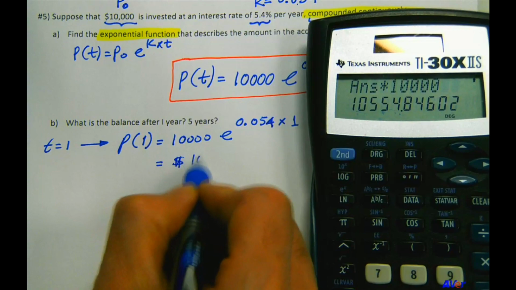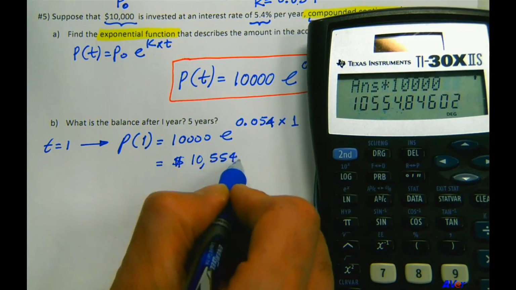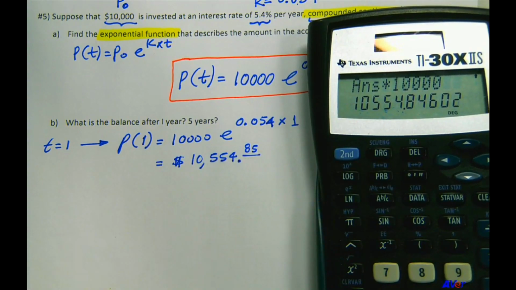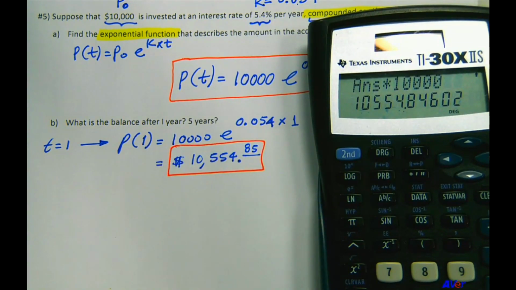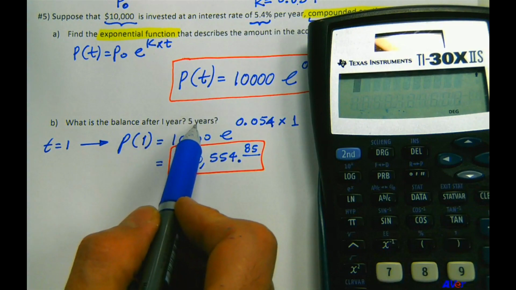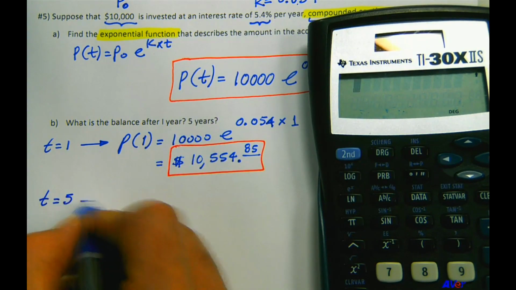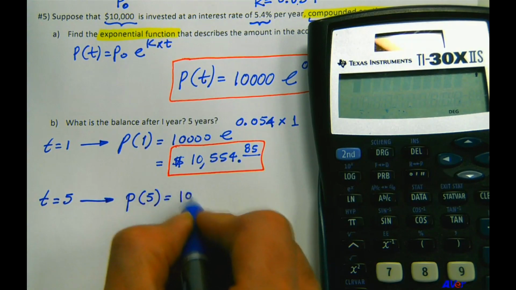$10,554.85. Let's write that down. $10,554.85. I hope this matches the answer you got. Let's do the same thing for t equals 5 years. How much is in the account after 5 years?